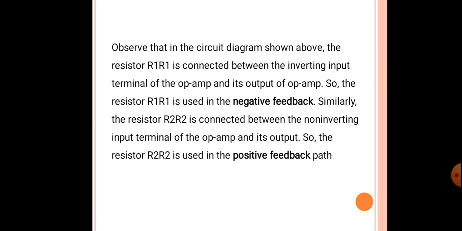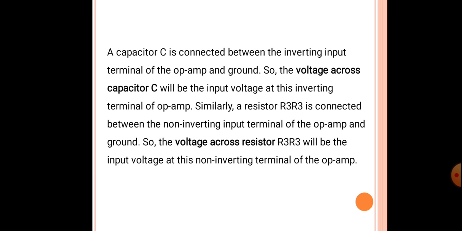Observe that in the circuit diagram shown above, the resistor R1 is connected between the inverting input terminal of the operational amplifier and its output. So the resistor R1 is used in negative feedback. Similarly, the resistor R2 is connected between the non-inverting input terminal of the op-amp and its output. So the resistor R2 is used in the positive feedback path.